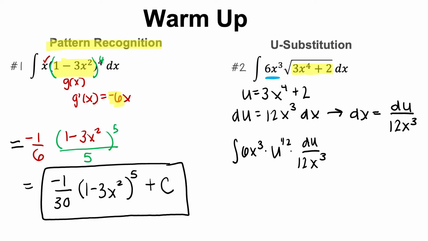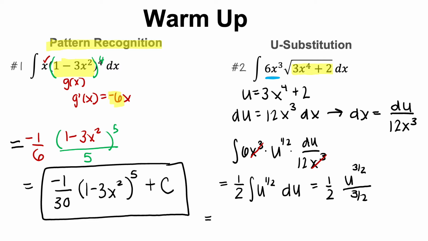When I do this, I notice that my x cubes are going to cancel, and then I'm just left with 6 over 12, which I can write as 1/2. So I'm going to pull that 1/2 to the outside, and I am just integrating u to the 1/2 du. Now I can just integrate as normal, so I keep my 1/2. U goes to the 1 higher power, which would be 3/2, divided by 3/2. So this would be 1/2 divided by 3/2, which is just multiply by 2/3. Those are going to cancel. So I'm left with 1/3 u to the 3/2.